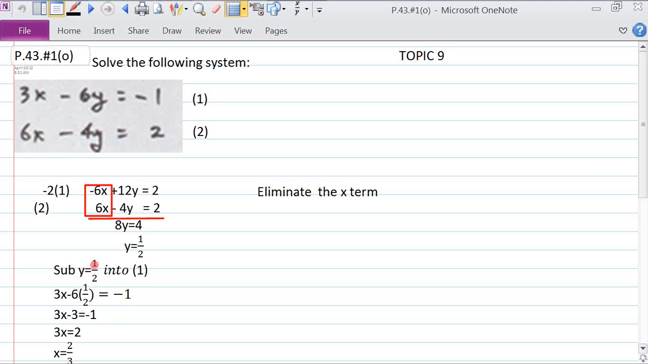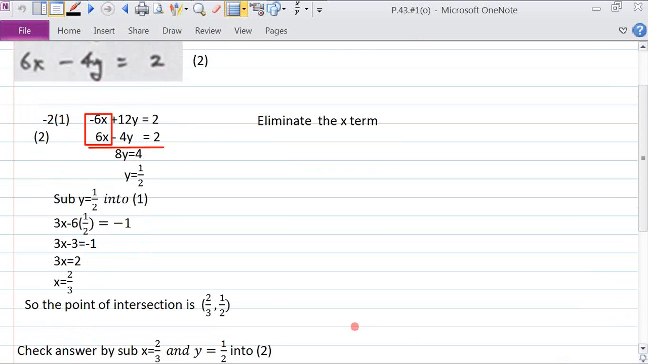So substitute y into 1, and I get 3x minus 6 times a half. 6 times a half, the 2 goes into the 6 3 times, so it becomes minus 3 here with the sign, minus 3, and the minus 1 stays the same. I transpose the minus 3 from the left to the right, and I get 3 minus 1, which gives me 2. I divide this by 3, I get x, and I divide the 2 by the 3, and I get 2/3.